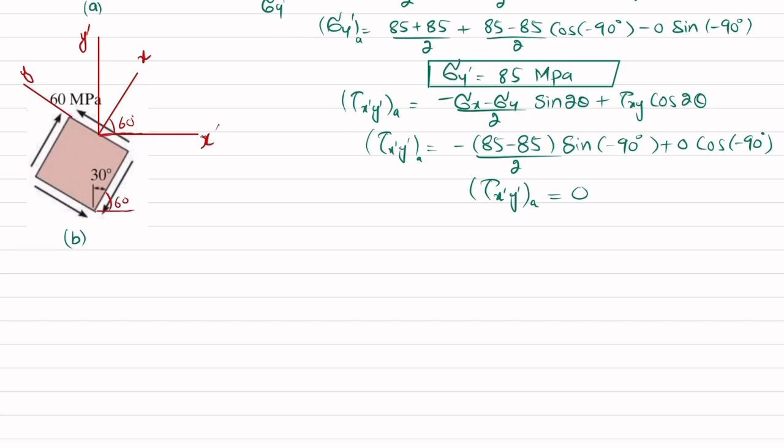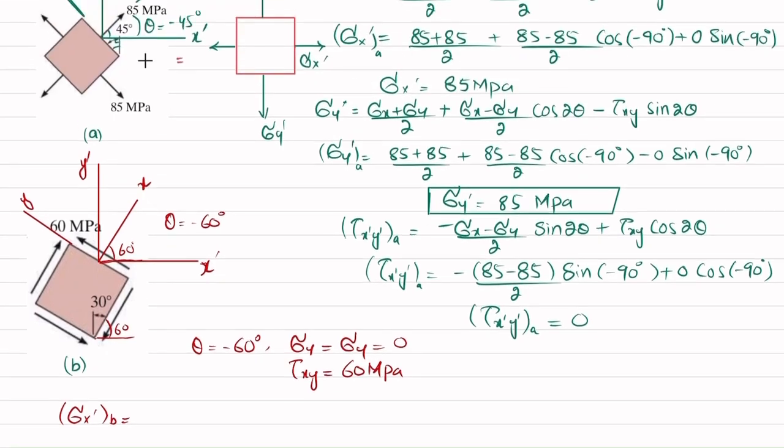So we will convert; theta here is again equal to minus 60 degree, that is clockwise. So here theta is equal to minus 60 degree. You can see that sigma x and sigma y both are equal to 0, and only we have tau of xy, 60 megapascal. When you rotate it minus 60 degree, or 60 degree clockwise, for the transformation sigma x dash for B, you will use the same formula.